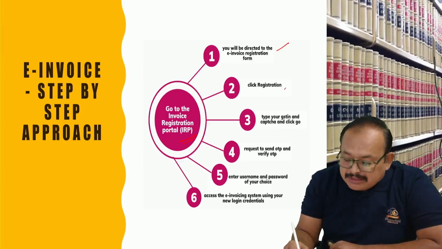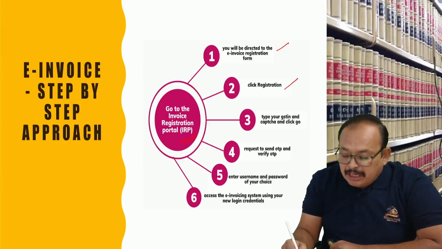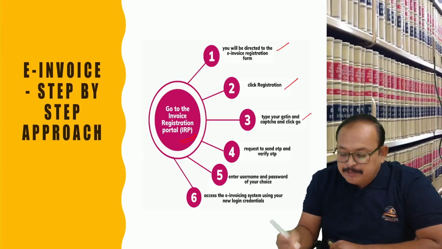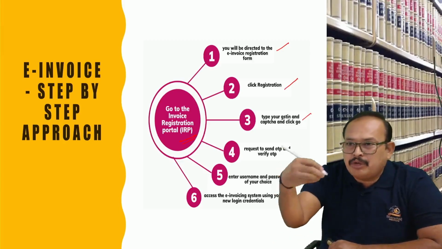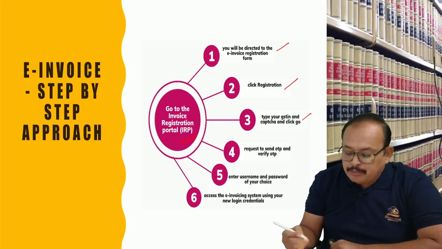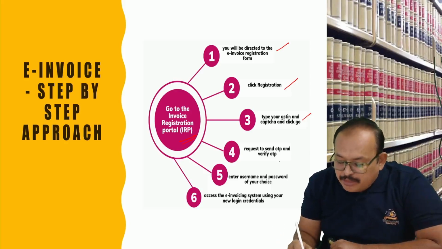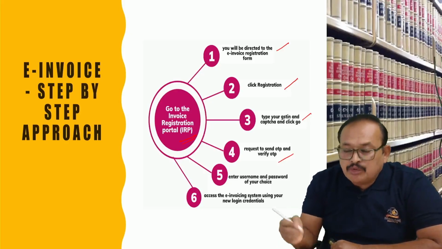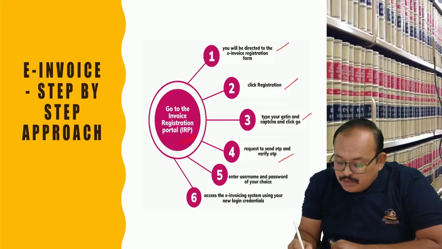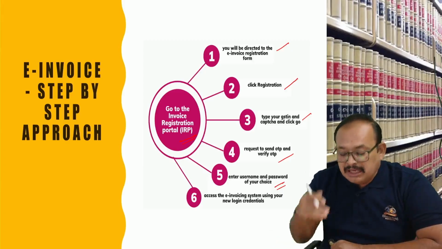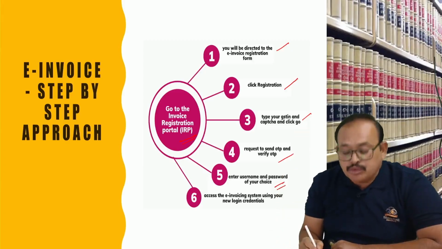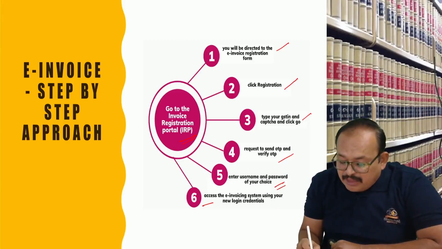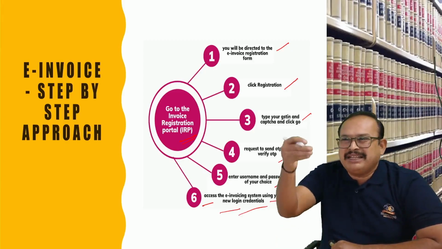Step 2, click registration, type your GSTIN, CAPTCHA and the OTP will come, and it has to be correctly mentioned. Request to send OTP for that case. You are given the OTP also, you got it on your mobile number. Enter your username and password and the portal will give you access to the invoice system using your login credentials. This is just the initial step.